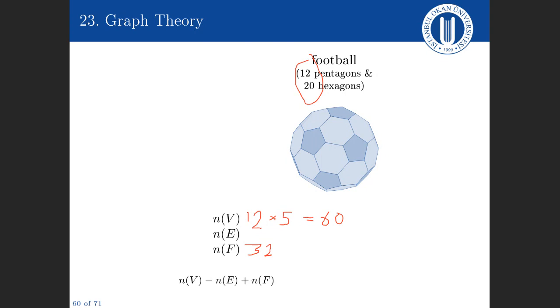What about the edges? We can take the number of vertices, that's 60. Each vertex has degree 3 because there are three edges connected to each vertex, but then we're counting each edge twice because each edge is connected to two different vertices, so we need to divide by 2. 60 multiplied by 3 is 180, divided by 2 gives us 90. And by Euler's formula, that's 60 minus 90 plus 32, which is 2 again.